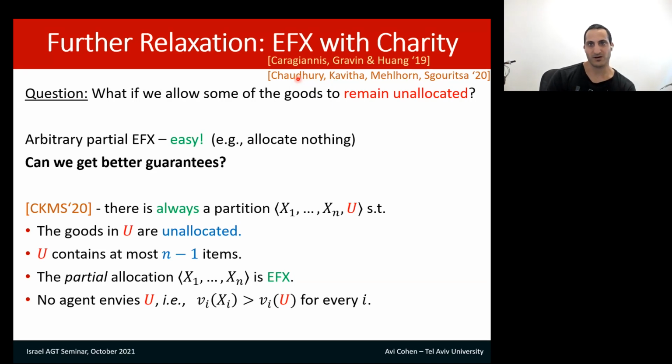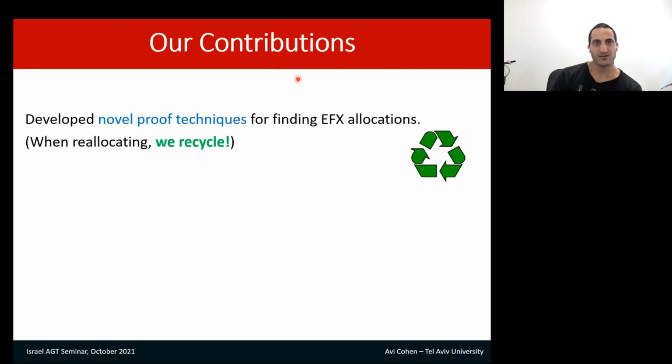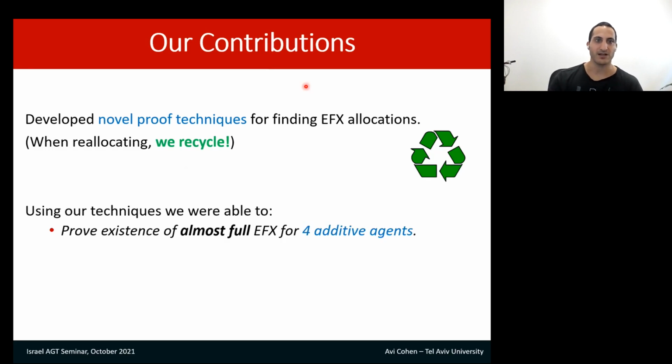Okay, now we're ready to talk about our contribution. At a high level, our contribution is new proof techniques for finding EFX allocations. As a slogan, when we reallocate items, we also sometimes recycle. It shouldn't be clear to you now what that means, but it will be clear during this talk. Using our techniques allows us to prove the existence of almost full EFX for 4 additive agents, meaning we leave at most one item unallocated.